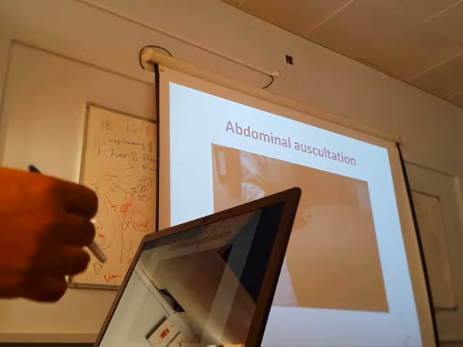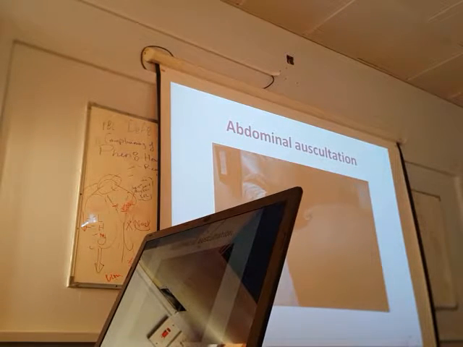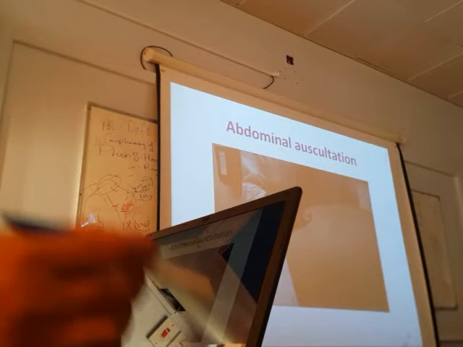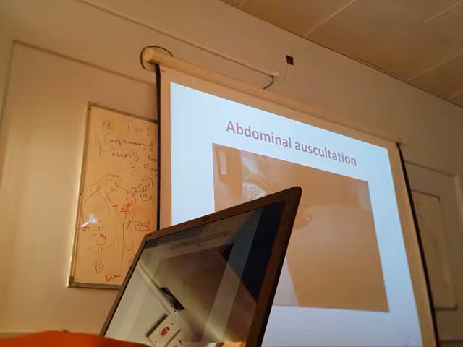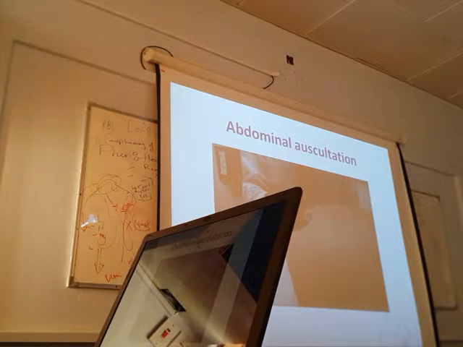Then about the friction rub, splenic rub, and the liver, hepatic rub, right? So perihepatitis is the rub in case of this, or there is infarction, and splenic infarction also, or perisplenitis. So you can hear the rub, the bruit, and the bowel sounds with the stethoscope. This is all about the auscultation.